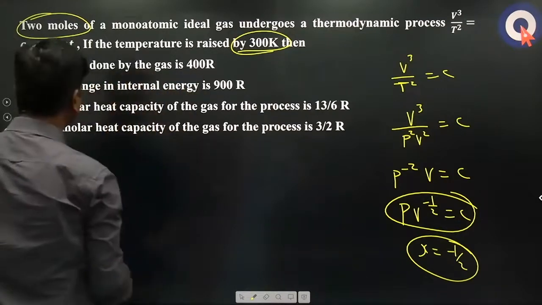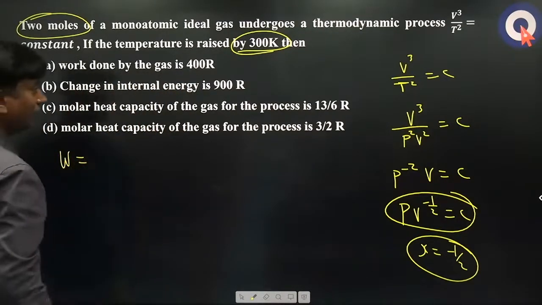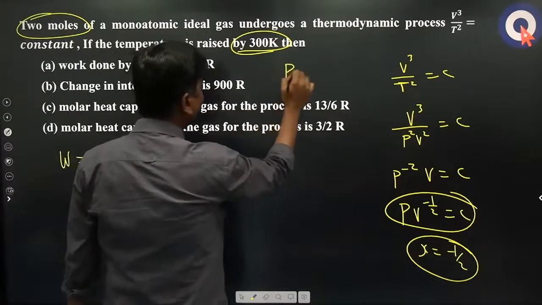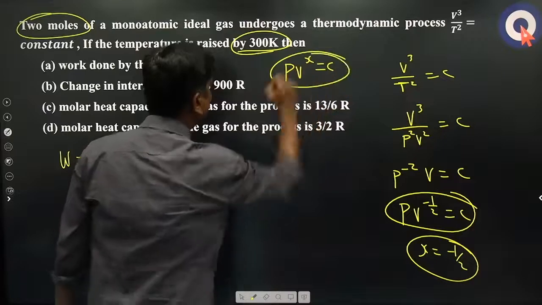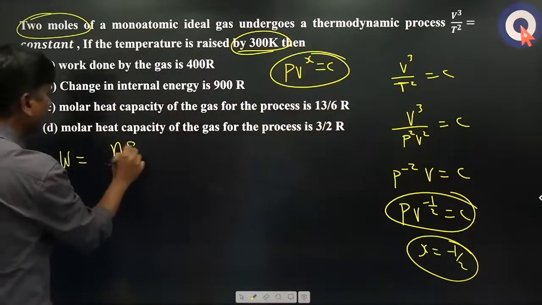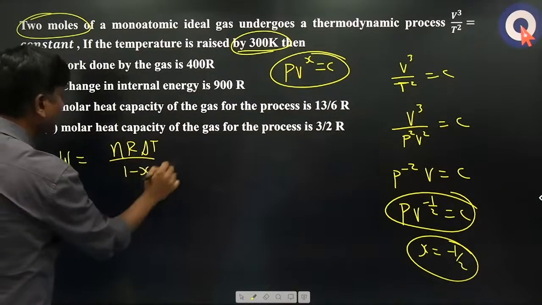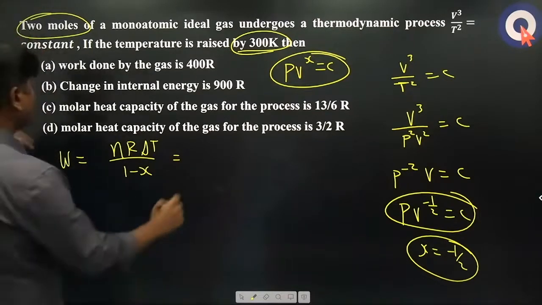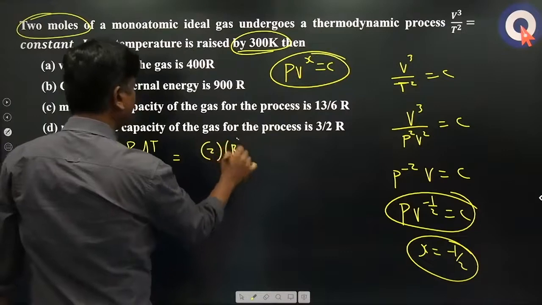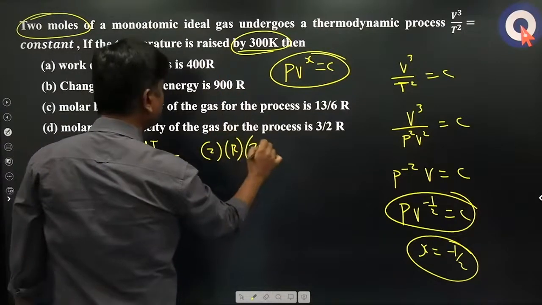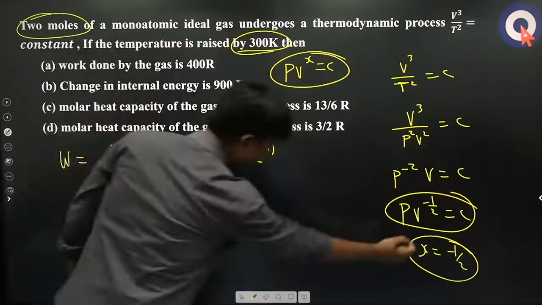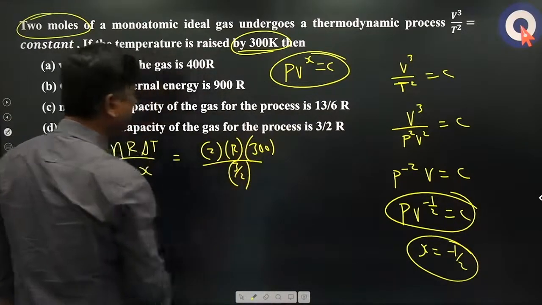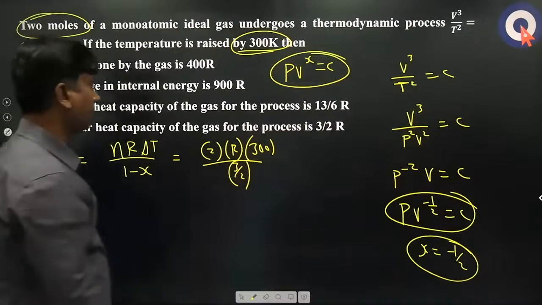So once the value of x is minus 1 by 2, now whatever they may ask, like work done, they are asking here. So work done is always equal to, whenever the thermodynamic process is given by PV power x equal to constant, work done is always given by nR delta T by 1 minus x. Okay, n is 2 moles, R delta T is 300 Kelvin by 1 minus x, x is minus 1 by 2. So 1 minus 1 by 2, 400 R.